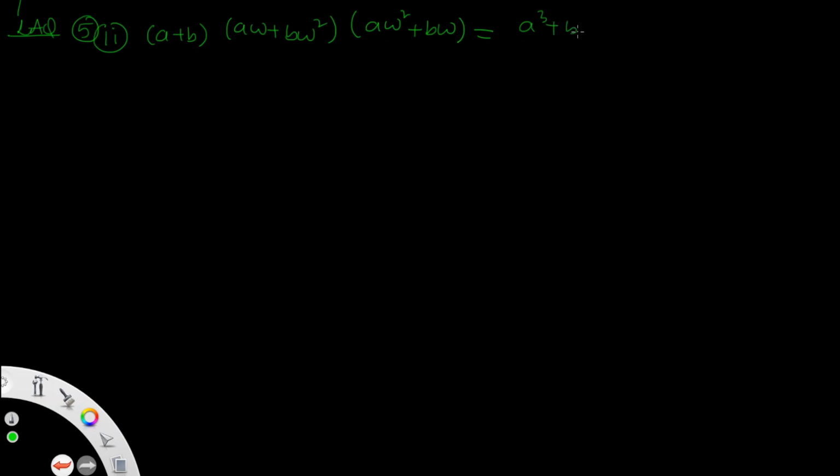Today we will start the remaining LAQs. Fifth bit, second question: prove that (a + b)(aω + bω²)(aω² + bω) = a³ + b³.